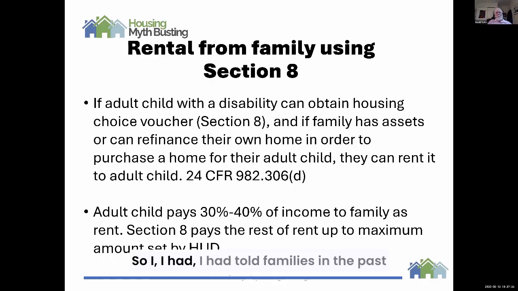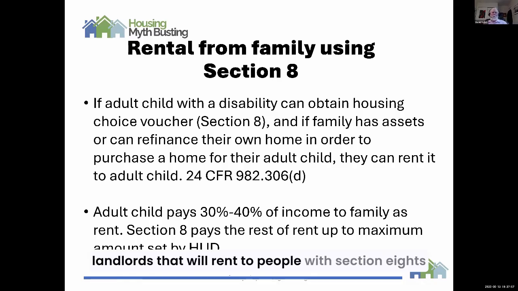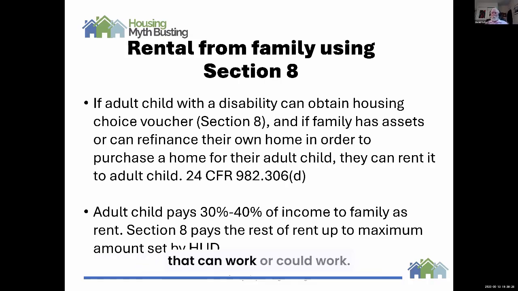So I had told families in the past that one way of making this work, if their adult child was able to get a Section 8, is that probably their best bet, since it's hard to find landlords that will rent to people with Section 8s, is to try to figure out a way to finance the purchase of a home or condo. And sometimes that means refinancing their own home, then using the rent they will receive from the Section 8 to pay towards the mortgage on this second home. So for some people, that's something that can work.